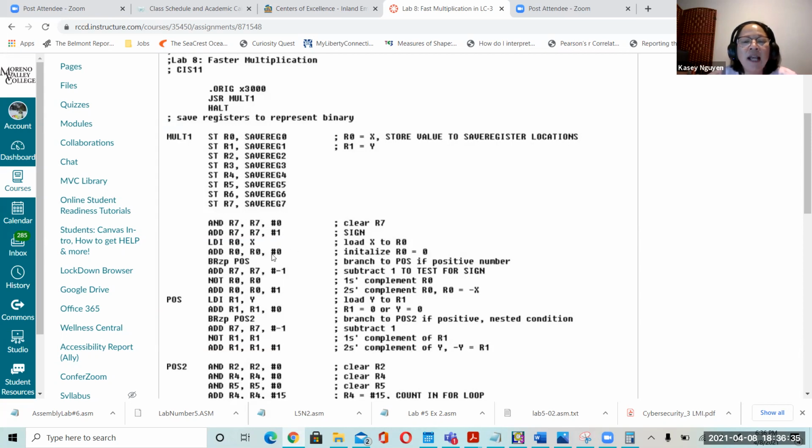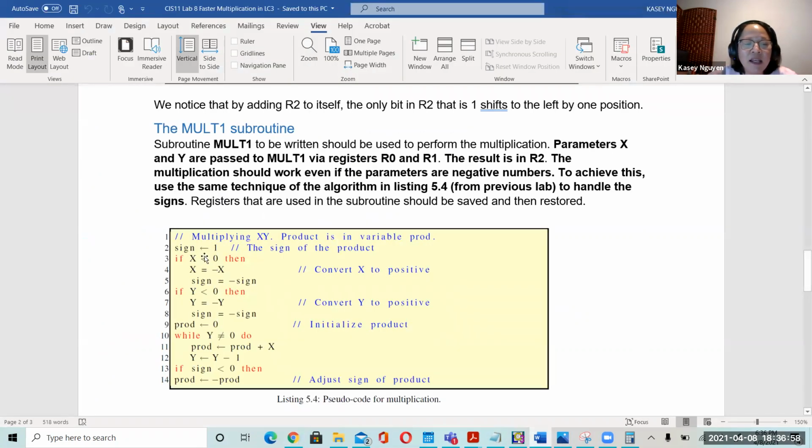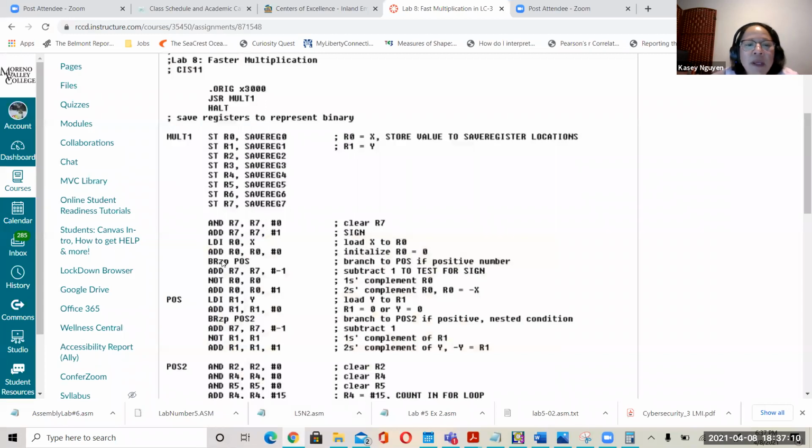And we want to check if X is positive, or 0. So here is where you want to see if X is greater than or equal to 0, then you're going to send it to pass. What am I talking about? If we look at this right here, we have to make sure that we check this to make sure that we convert our X to positive. So at this point, we check to see if it's positive. We will branch to positive if it is a positive number.